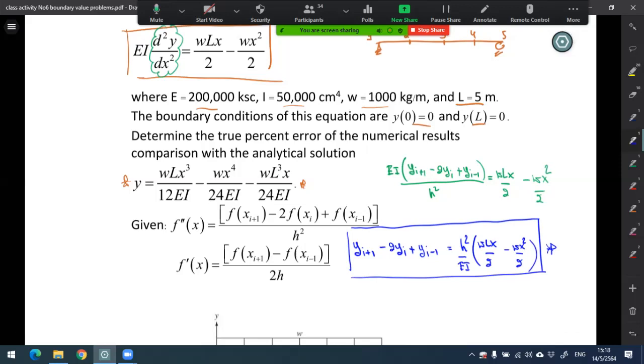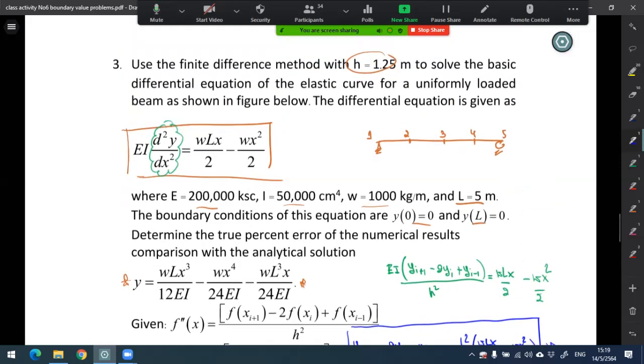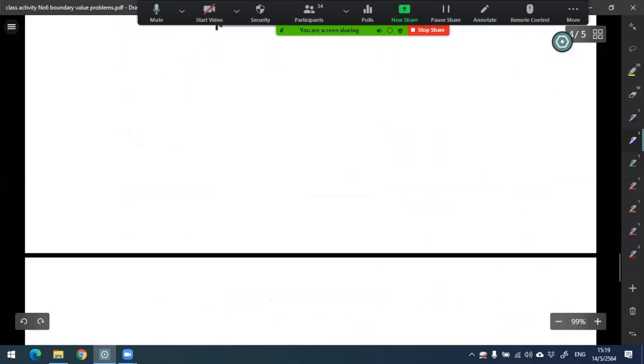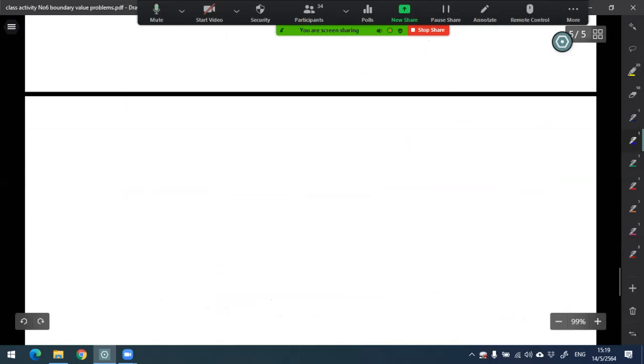Okay, we may start at node number 2. At node number 1, we know the value already: at x equal to 0, y equal to 0, and at x equal to L, y equal to 0, right? According to this equation, we have the finite difference equation over here, yi plus 1 minus 2yi plus yi minus 1, right, equal to s squared over EI times WLx over 2 minus Wx squared over 2.